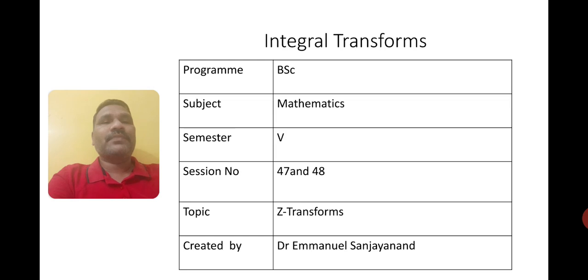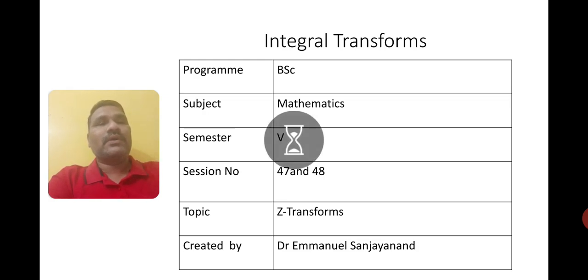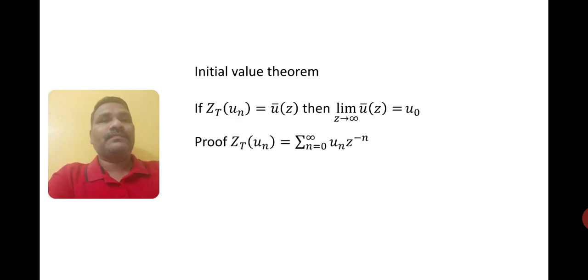In this PPT, I will present initial value problem and inverse Laplace transform. So what is initial value problem? First we will see that. If z transform of u_n is equal to u bar of z, then limit of u bar of z as z tends to infinity is equal to u naught.